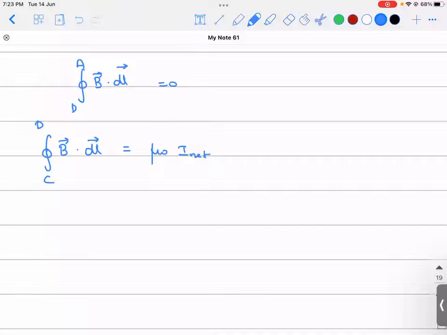Now see, the line integral of B into dl into cos 0 degrees will be equal to mu naught into what is the net current that is flowing through the circuit. This is what we need to find, I net. Okay, let me call this equation number 1.